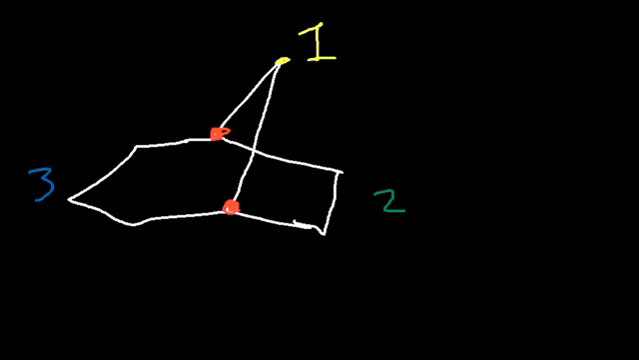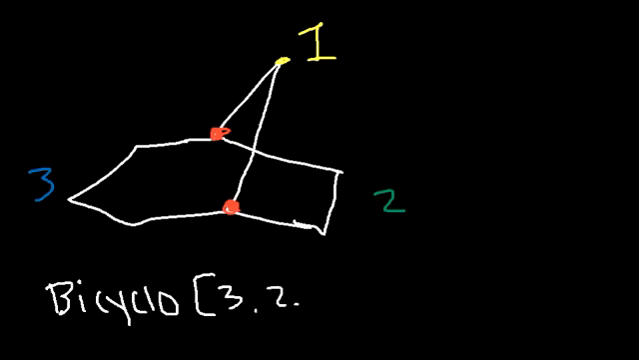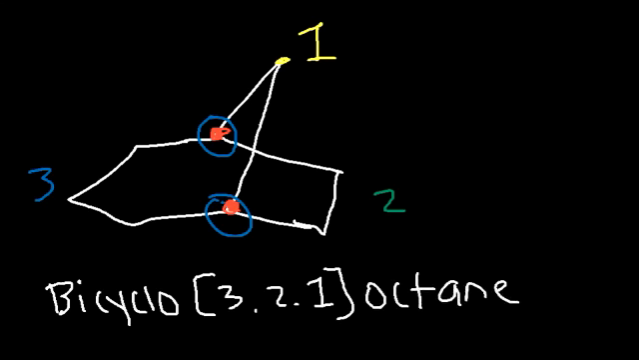So to name it, it's going to be bicyclo, and in descending order, 3.2.1, and there's a total of 8 carbons if you add the 2 bridgehead carbons. So if you add 3 plus 2 plus 1, and then add the 2 bridgehead carbons, it is 8 carbons, so we're going to say octane. So that's how you can name a bridge bicyclic compound.